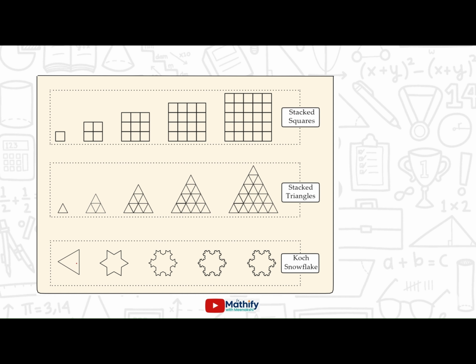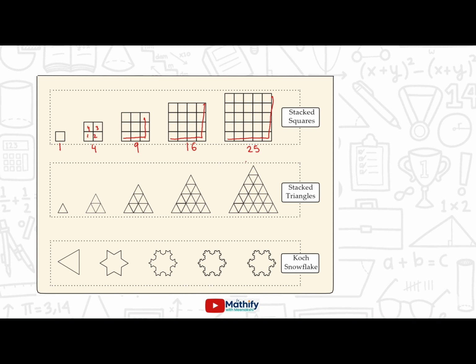Third, stack square. Now what is stack square? Here we see small squares are arranged in a pattern. First we have one square. Then we have four small squares, 1, 2, 3, 4. Then we have 9 small squares, as you can see, 3 by 3. Then we have 4 by 4, that means 16. Then we have 5 by 5, that means total 25 squares.